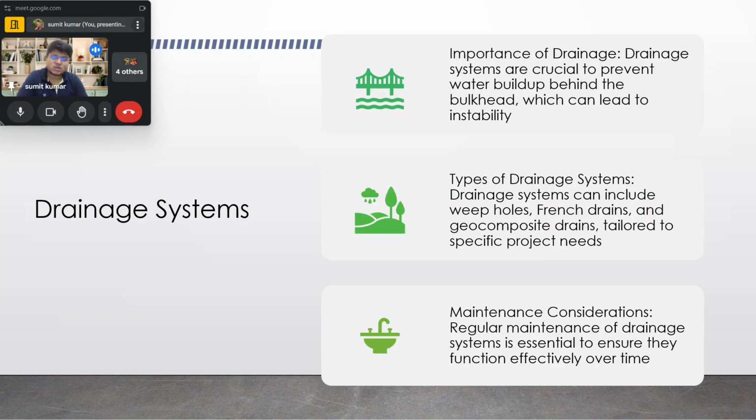And when we talk about the drainage system, it is very important and crucial to prevent water buildup behind the bulkheads, which can lead to instability, and its presence over there may also create different diseases, bacteria and mosquitoes. So that is very much important. The drainage system can include weep holes, French drains, and geocomposite drains tailored to specific project needs.